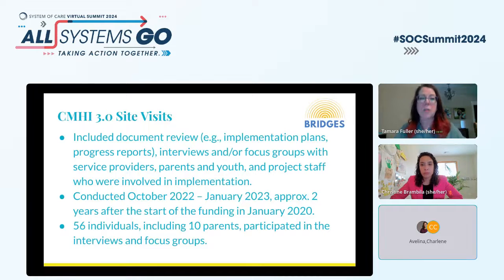So I'm going to focus on the 3.0 site visits. These were conducted between October 2022 and January 2023, which would have been about 2 years after the start of the funding for the 3.0 sites. And we interviewed or included in the focus group 56 individuals, including 10 parents.